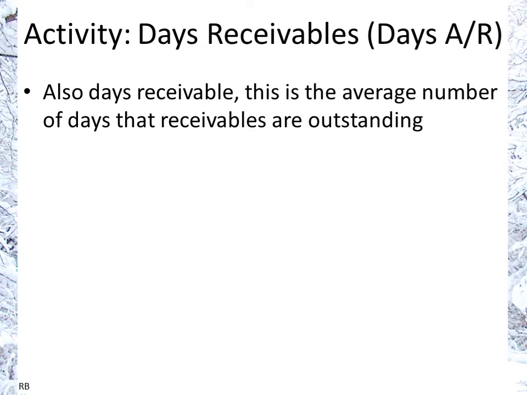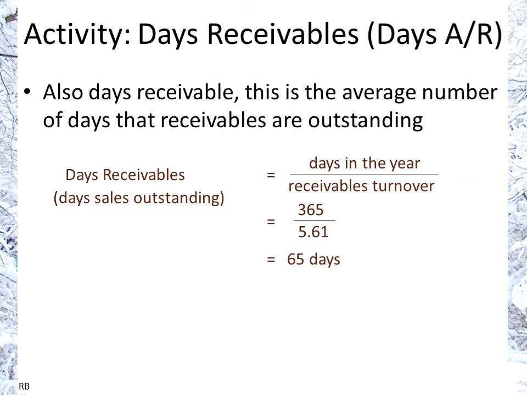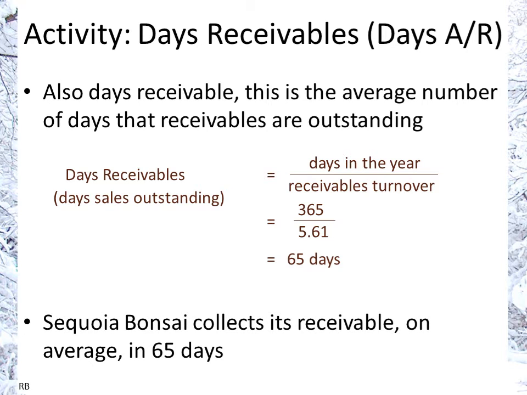Turning that receivables value into days receivables tells us, on average, how many days the receivables are outstanding, how many days the company has to wait before receiving payment for those receivables. We just calculate the days in the year divided by the receivables turnover. So we have 65 days in this case. That means on average, the company collects its receivables in 65 days.